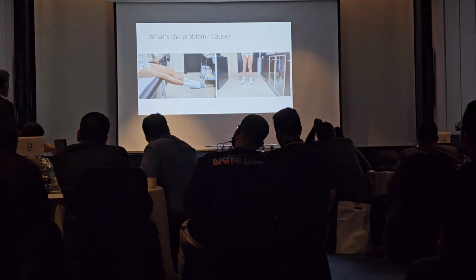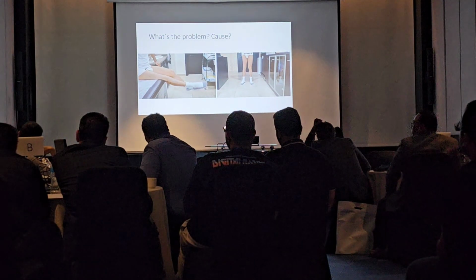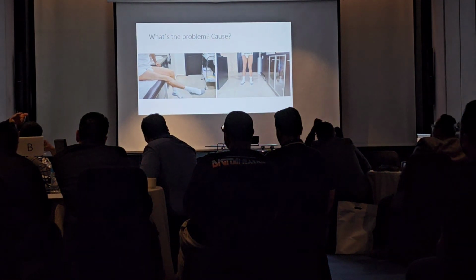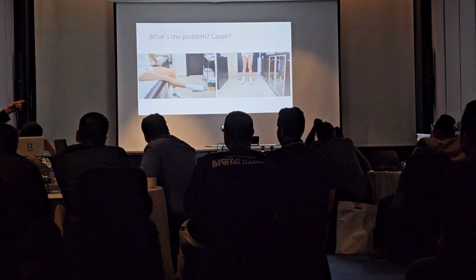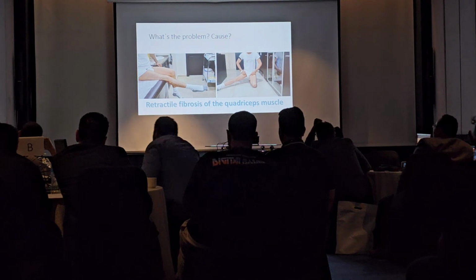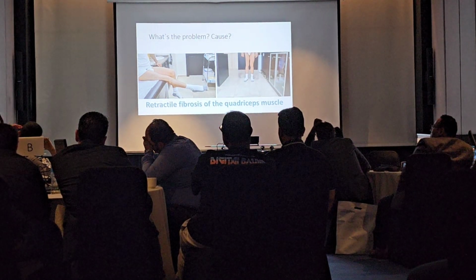So, back to this case. Anyone know what this is? It's not dramatic, but I put it here for awareness. This is a rare case, which we call retractile fibrosis of the quadriceps. I have treated about 6 patients, most of them at the age of 10, but this is the other one.